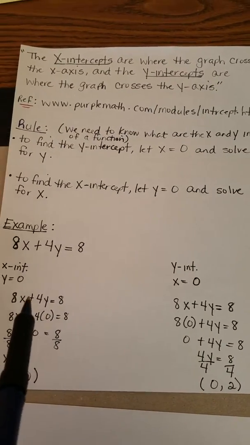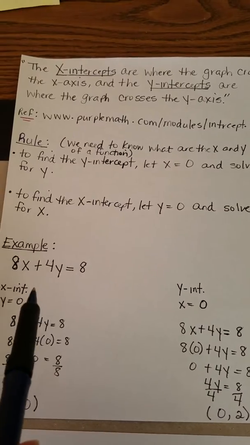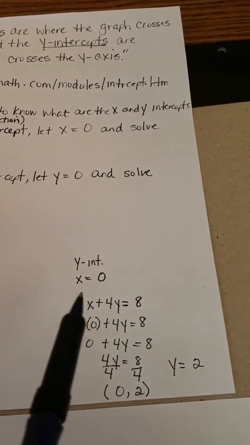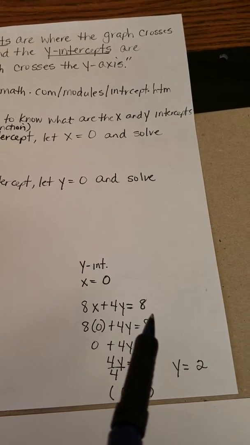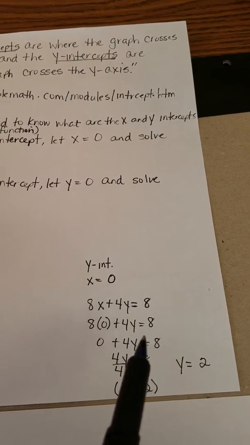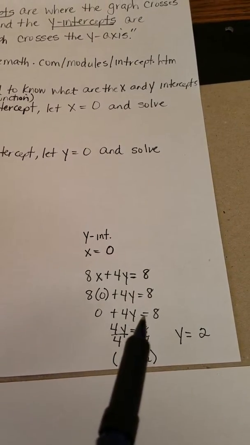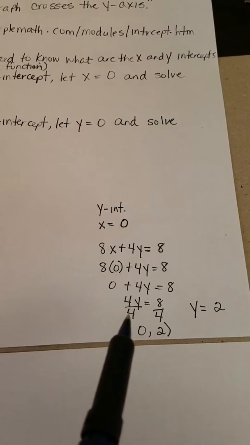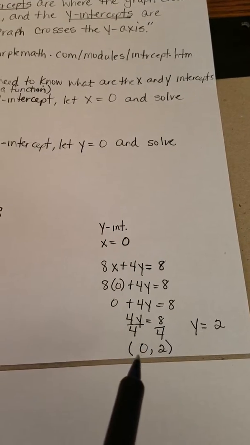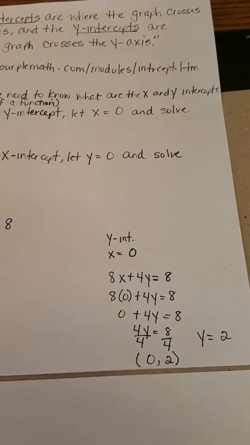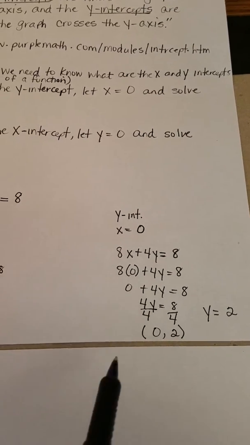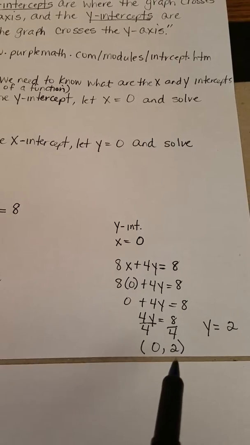Now we're going to use the same example, but in the place of x we put 0. So we have 8x plus 4y equals 8. 8 times 0 is 0, plus 4y equals 8, so 0 plus 4y equals 8. We divide both sides by 4 so we can get y by itself, and we get y equals 2. So the coordinates are x is 0 and y is 2.